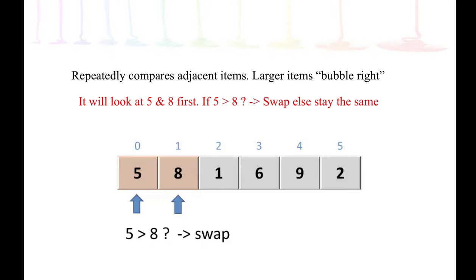So it will look at 5 and 8 first, and if 5 is greater than 8, it swaps, else it stays the same. So I ask you, is 5 greater than 8? What do you guys think? Think about it. Is 5 greater than 8? No, it's not. So what's going to happen is it's going to stay the same. It's not going to do anything.